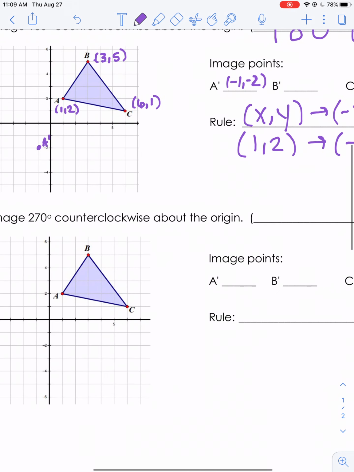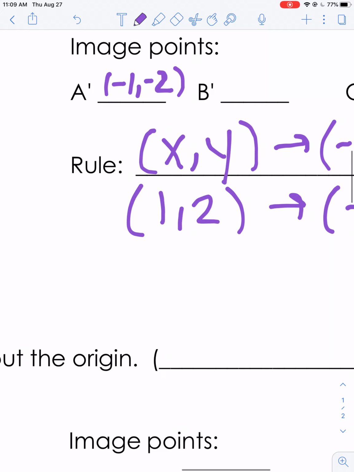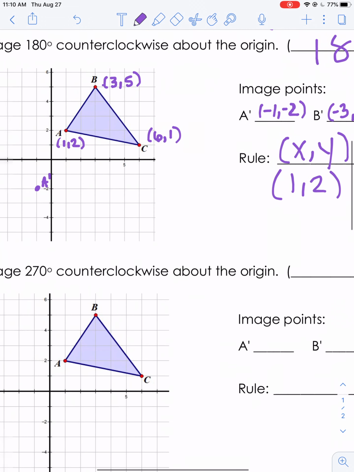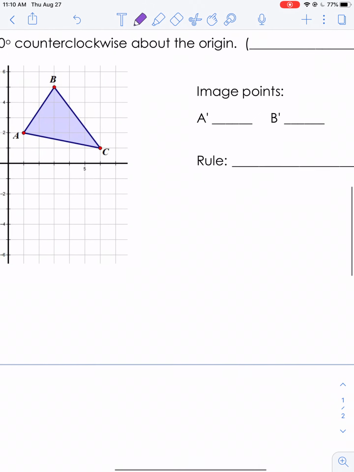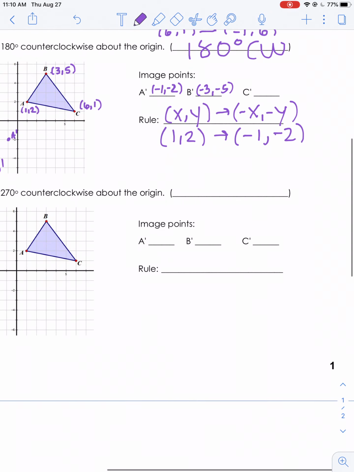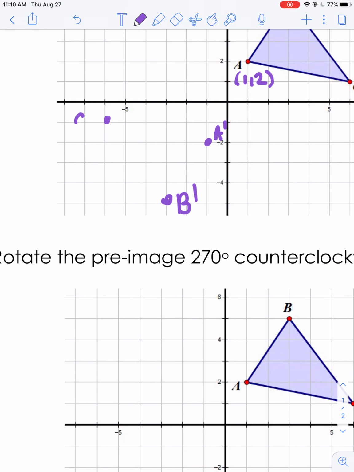See if you can come up with B prime and C prime now on your own. Pause the video and then unpause to see the answers. All right, so for B prime, it should be at (negative 3, negative 5), because again, we're just switching the signs. So I go to (negative 3, negative 5). There's B prime. And the last one, C prime, should be, oh my goodness, sorry about that, at (negative 6, negative 1). So I'm going to go ahead over to (negative 6, negative 1). Here we go, C prime.